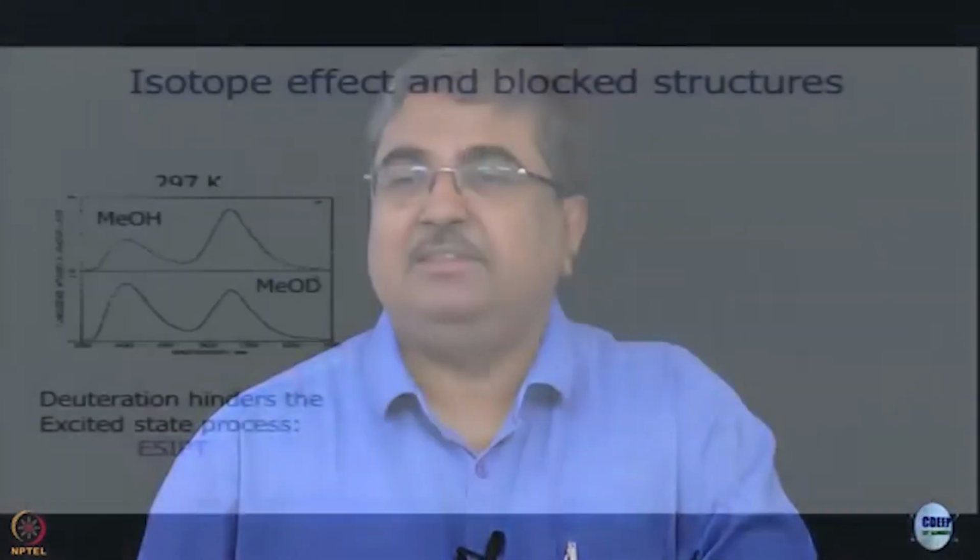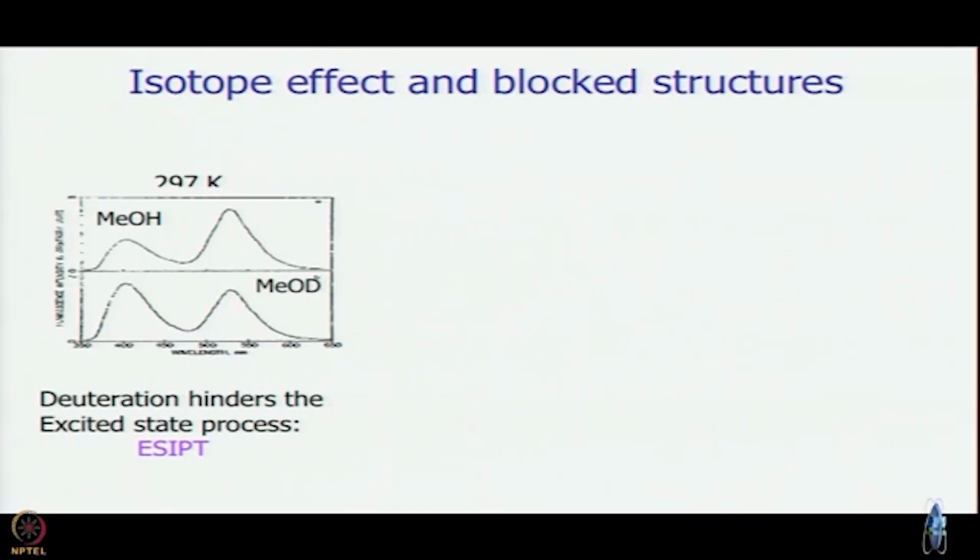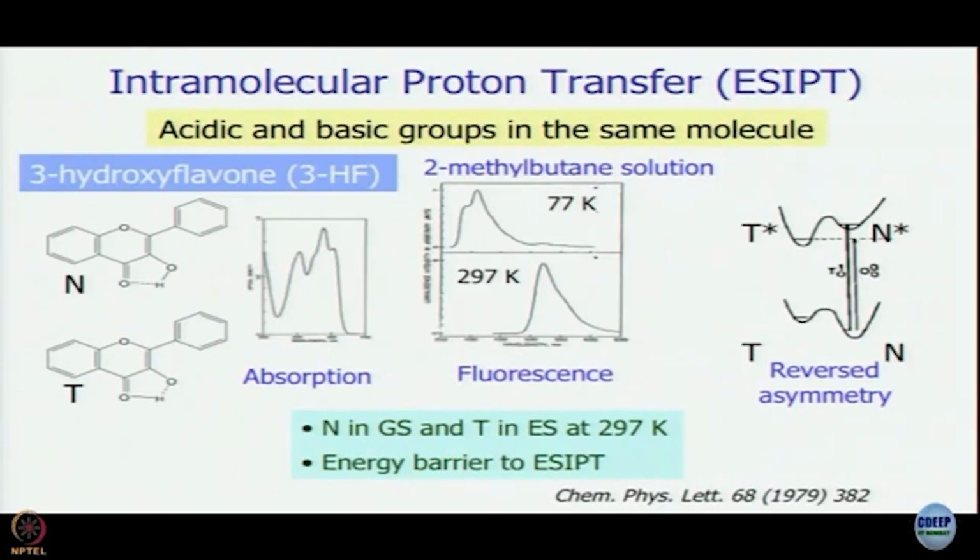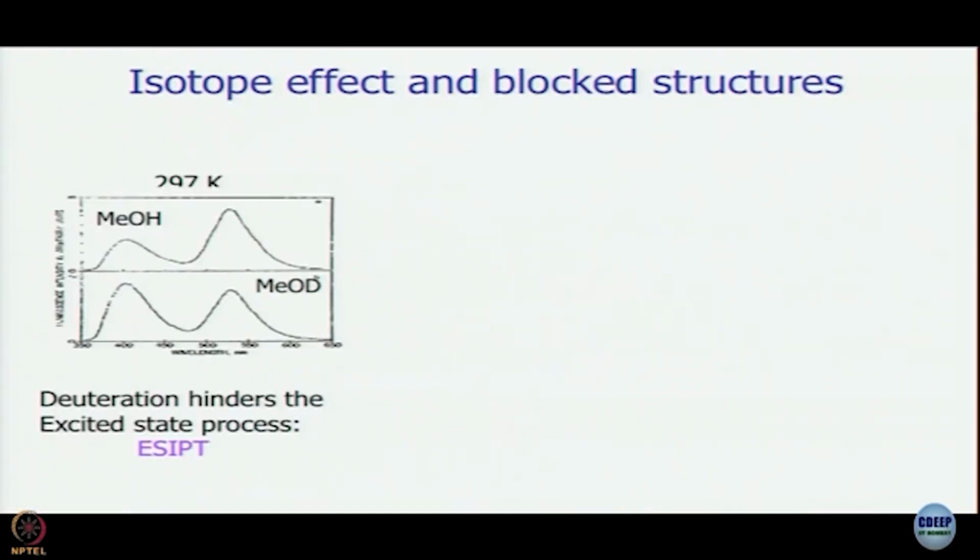So, you should see more proton transfer in methanol than in deuterated methanol, because deuterium is heavier, and that is what happens. These are the emission spectra. By the way, this is 2-methyl butane, something very close to our 3-methyl pentane, non-polar, and this is methanol and MeOD.